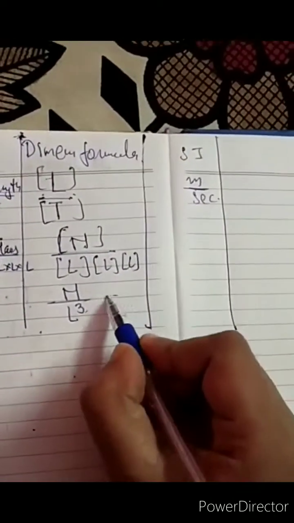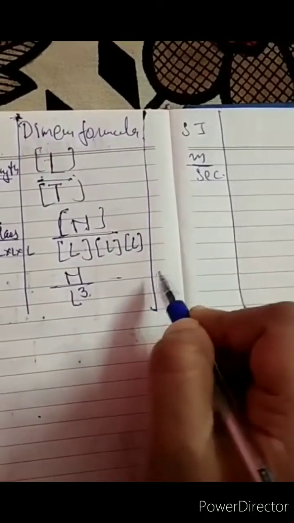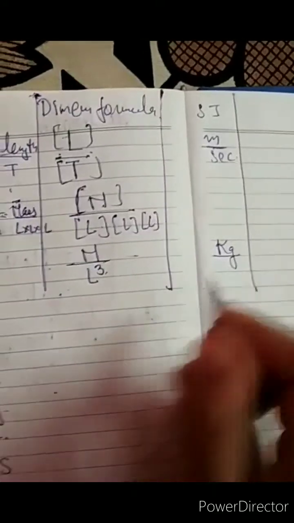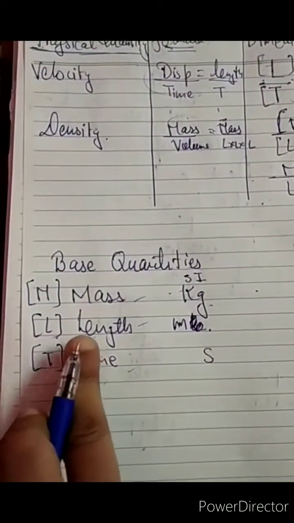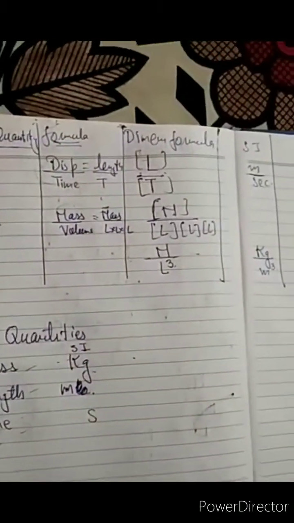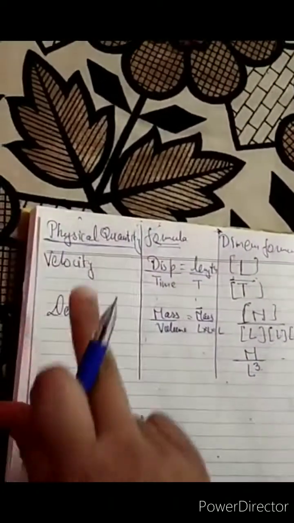Correct? So can we write SI unit? M means mass will be in terms of kg. L means length will be in terms of meters, that is meter cube. So SI unit of density is kg per meter cube. SI unit of velocity is meter per second.